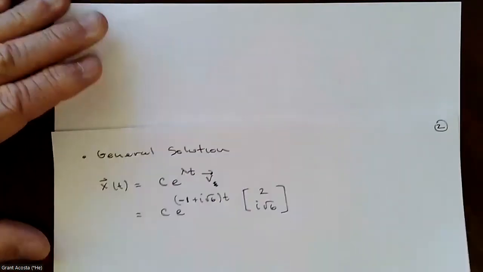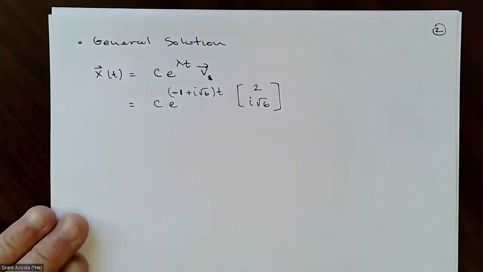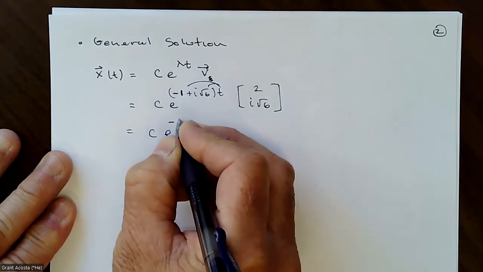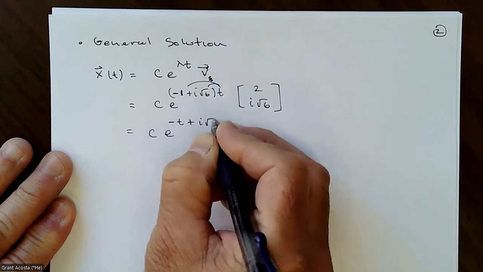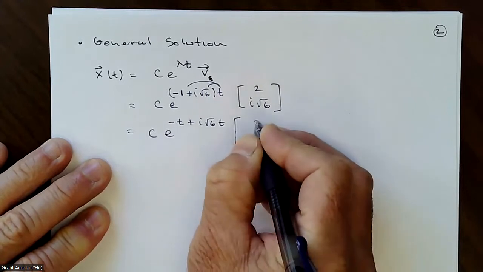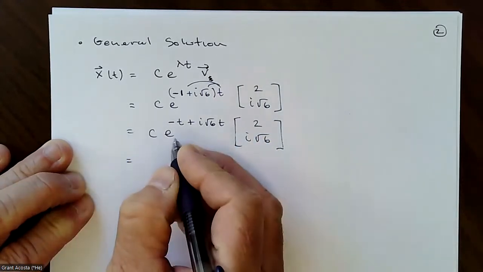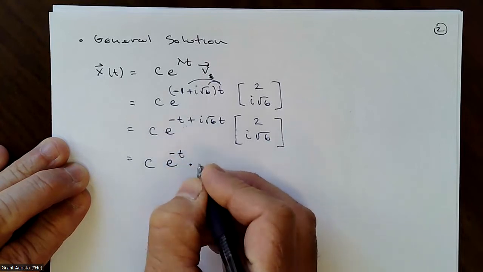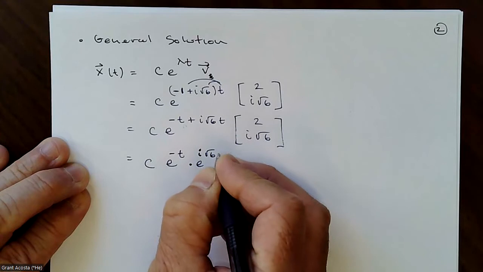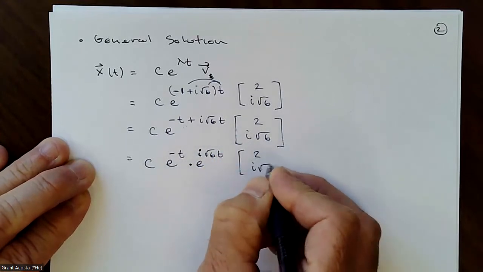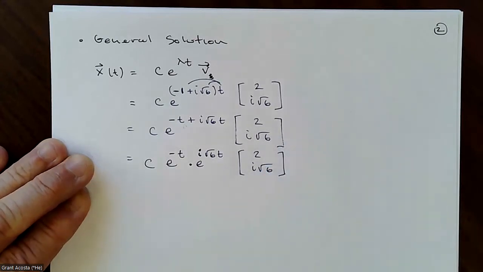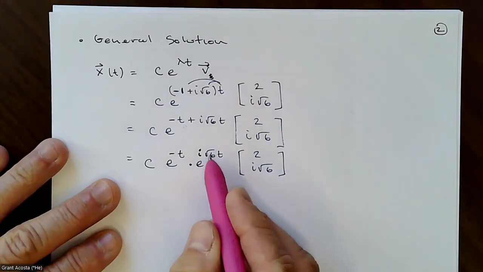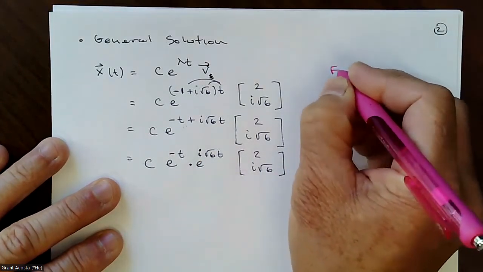And then at this point, well, actually, hang on. Let's distribute the t. So this becomes c e to the negative t plus i root 6 t times my vector. We're going to split this up into multiplication. So we can think of this as c e to the negative t times e to the i root 6 t times my eigenvector. And this is where we're going to use, we've discussed this before, if not, go back and watch an earlier video, Euler's formula.